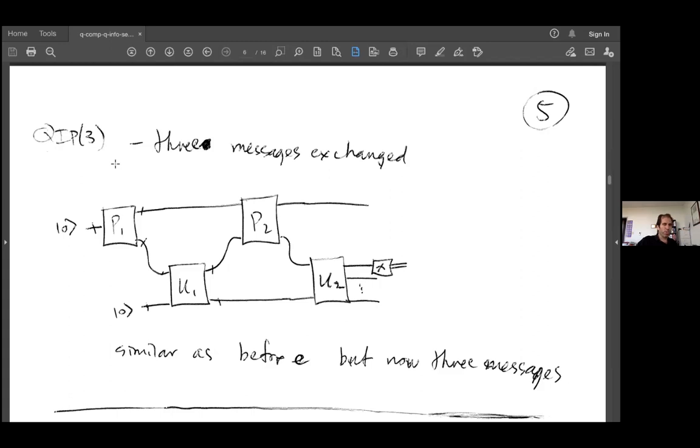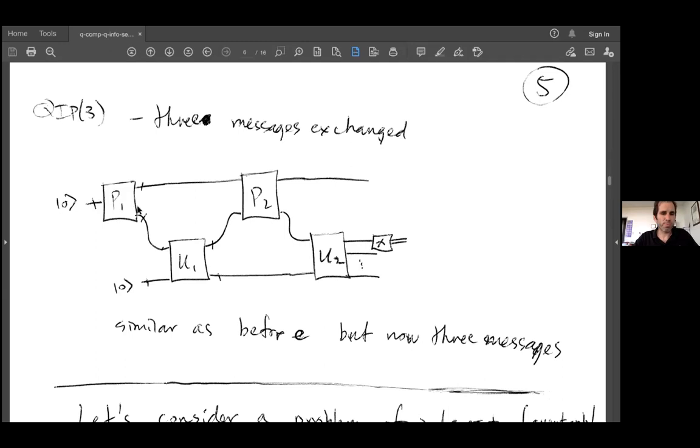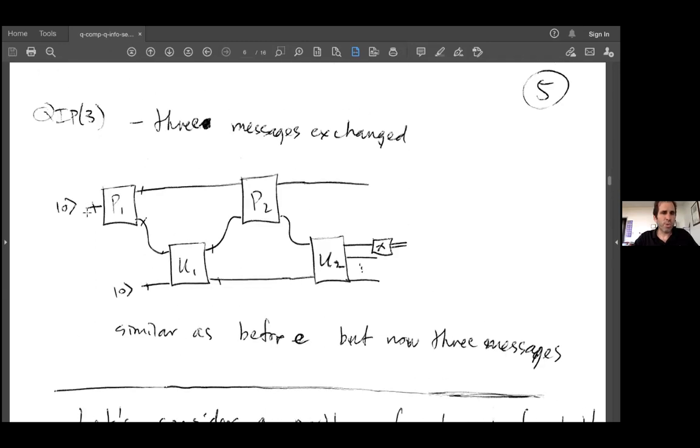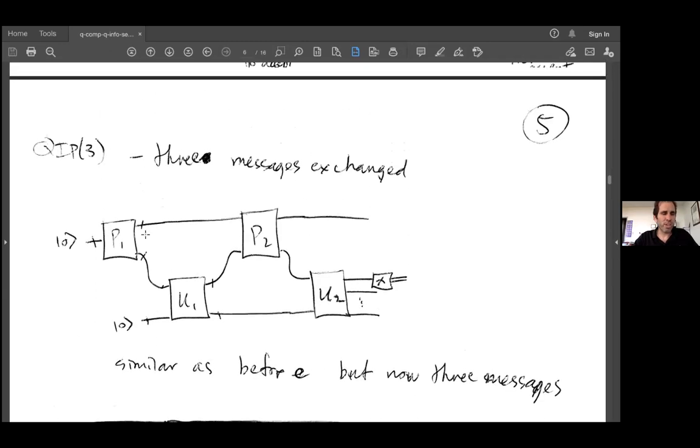If you have more, then there's a procedure you can run to reduce the number of messages exchanged to 3 without any loss in the relevant parameters for the interactive proof system. Okay, so that's quantum complexity theory in a nutshell.